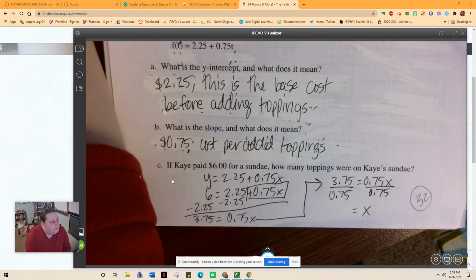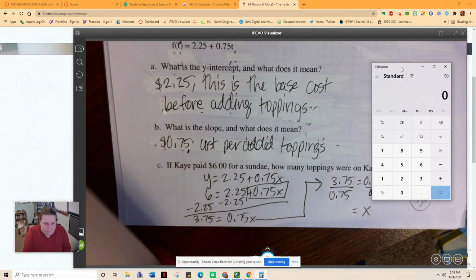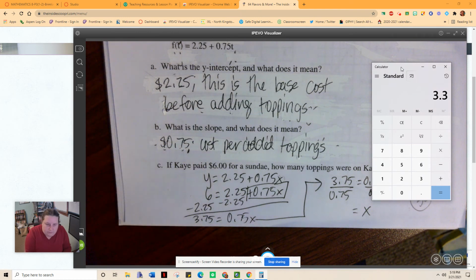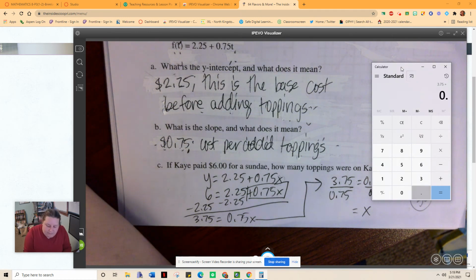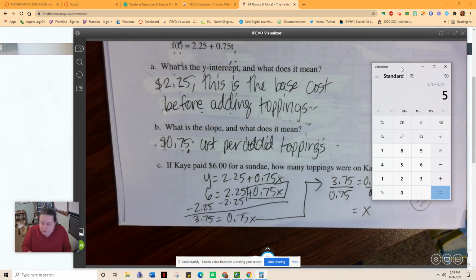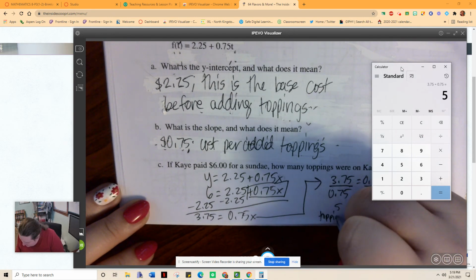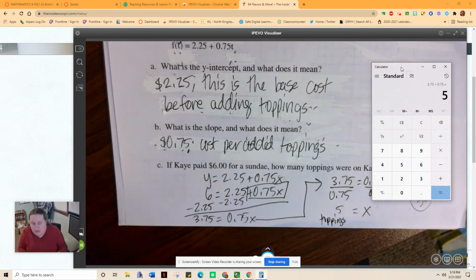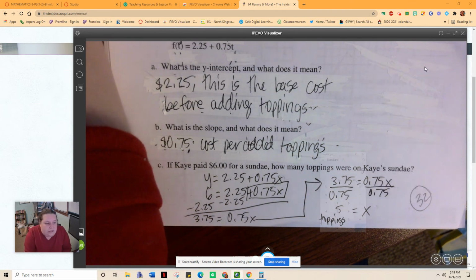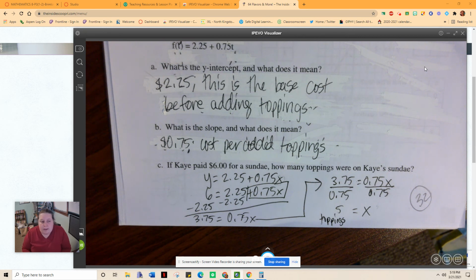Recent calculator, perfect. So I have 3.75 divided by 0.75, which is 5. So that means Kay had 5 toppings on their sundae, so that their sundae cost a total of $6. Okay. So we just went through the process of looking at an equation and understanding the different parts and what it looks like in a real world scenario.